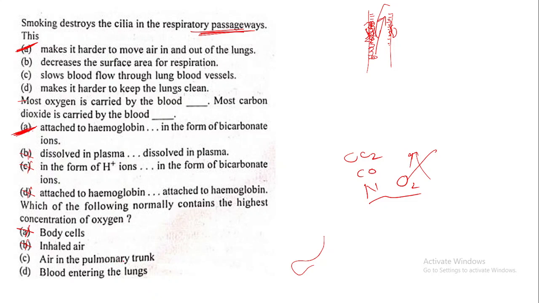So the highest concentration of oxygen is present in the blood entering the lungs, from where? That is the next question. When we think of choosing D as the right option, the question will be, blood entering the lungs from where? From the heart, or from which part of the body? Right? So it should be blood leaving the lungs. If any kind of grace marks is planned to be given, this should be changed to blood leaving the lungs, then this would be the right answer. Otherwise, air in the pulmonary trunk has got a high concentration of oxygen when compared to the other options. All right.